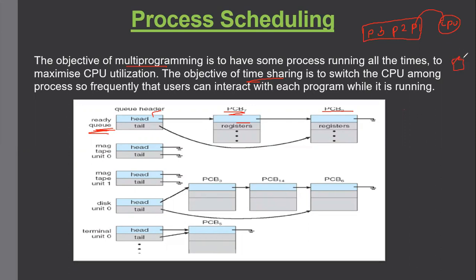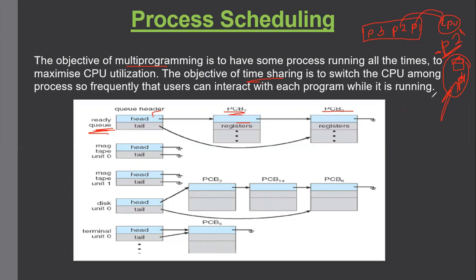So P1 can now access this disk. Since P1 is busy with this disk, P2 will be allocated the CPU, let's say. While P2 is executing, suppose P2 also wants to access the same disk, but since the disk is already busy with process P1, P2 will have to wait. So P2 will now wait in the queue for this particular device.